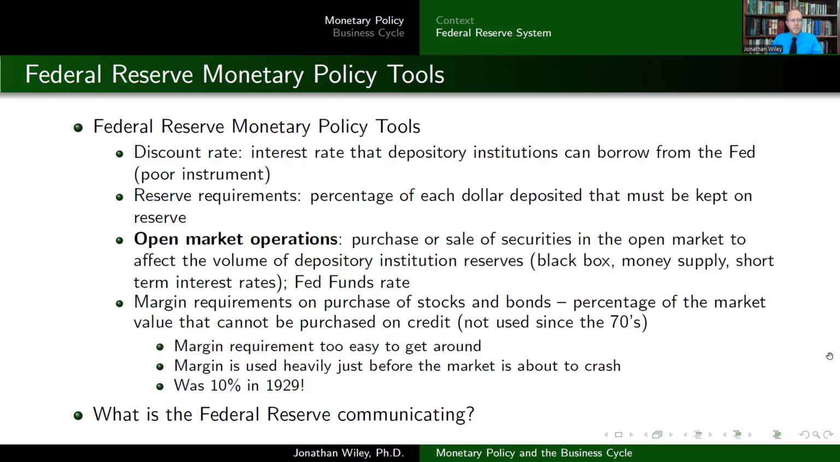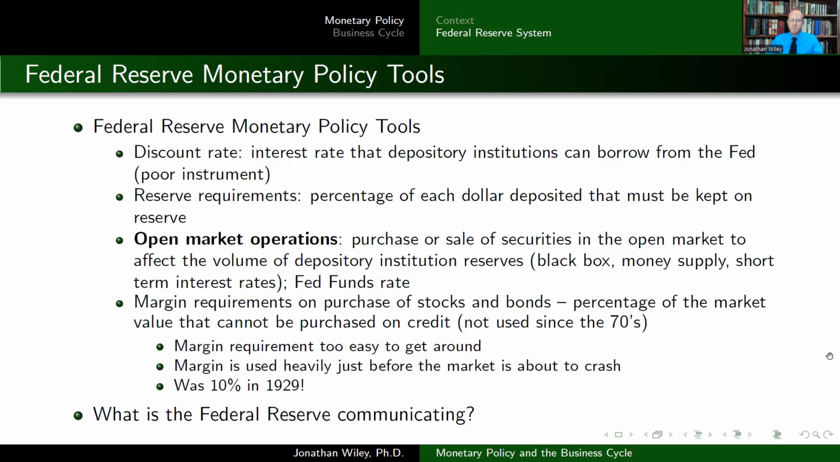So from that perspective, generally speaking, because it's too easy to get around at this point, the Federal Reserve doesn't use that as a real active tool. So if you look at these tools, basically discount rate, not the best tool, because although they can certainly change it, they can't force banks to borrow.